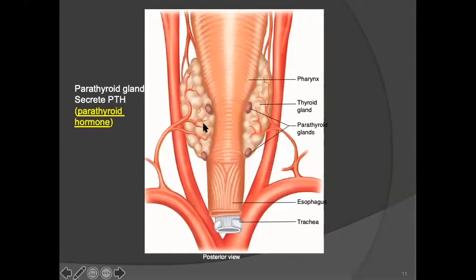All right, so now we're looking at it from the back. If we remove all the bones, all the tissue, what we see is the pharynx here. We'll learn about that later in the semester. This is the back of the thyroid. So we see these little dots are the parathyroid glands.